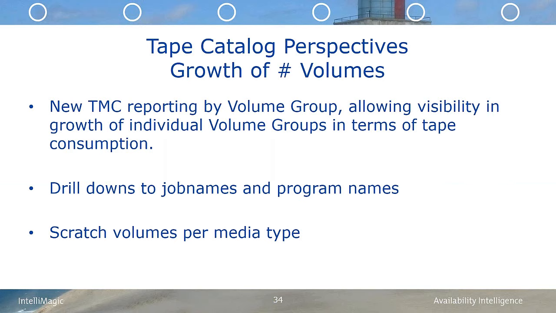We have some default volume groups like HSM ML2, HSM backup, DB2 backup, and DFDSS backups by default, but you can add additional volume groups based upon your requirements and your particular workloads that you're interested in within the product itself. Once you're looking at things, you can drill down to see what particular job names and program names were actually causing these volumes to be created. And finally, we'll look at something called scratch volumes from a tape catalog perspective.